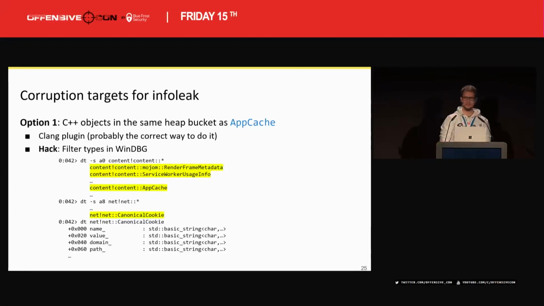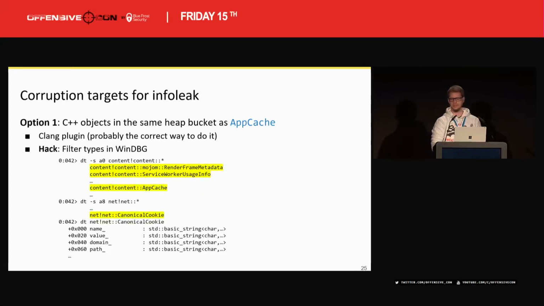I think one good way to do it would be to use a Clang plugin and dump all the types that have the correct size. What we tried first is just to do a quick hack using WinDBG, using the dt -s command to filter types by size. And it turned out that one of these was actually good enough for us already. It's called a canonical cookie. And this object has not exactly the same size as an app cache. It's 8 bytes larger, but it will land in the same spot.